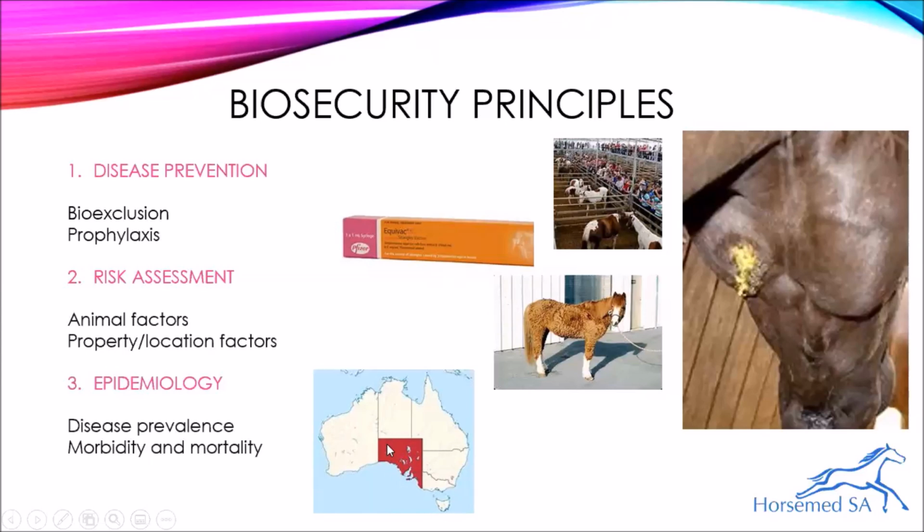Now, in this picture here, we are, as I said, mostly in South Australia. So there are a few diseases that affect us more or less depending on our location. And thankfully, strangles is one that we see very rarely in South Australia, but it does exist. So we have to bear that in mind.